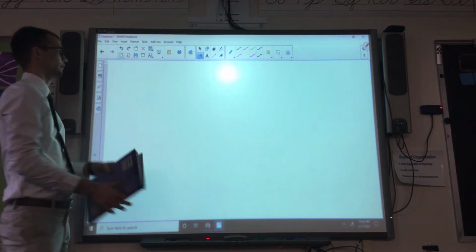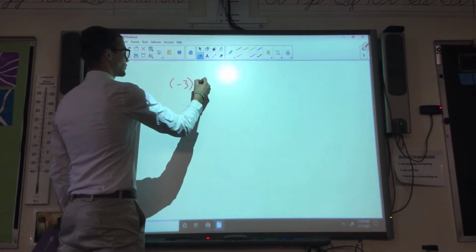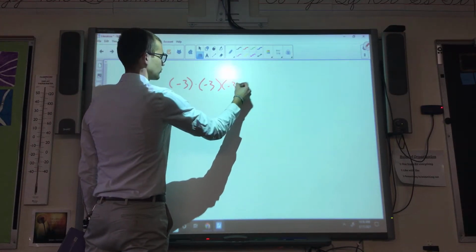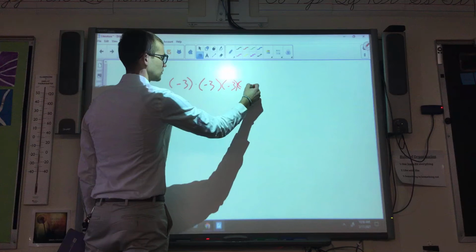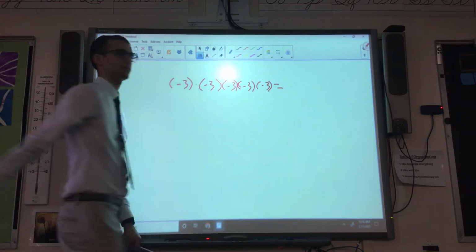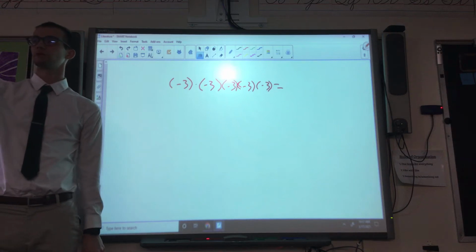Bottom of page 6, write repeated multiplication using exponential notation. How would I write this? Negative 3 times negative 3 times negative 3. What would that be? Someone come up here and write it.